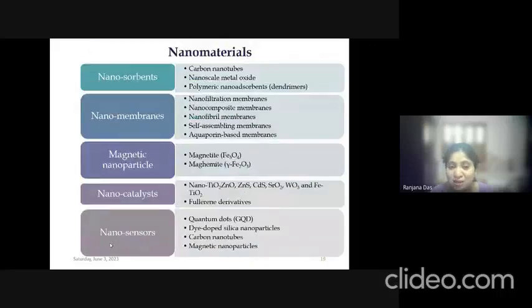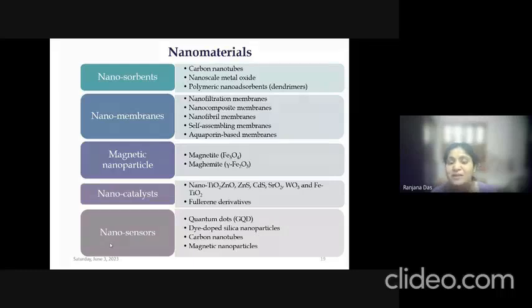Now, based on these applications or the availability of the nanomaterial, the nanomaterial has been classified broadly as nanoabsorbent, nanomembranes, magnetic nanoparticle, nanocatalyst, and nanosensor. So these are the broad-based classification of the nanomaterial. And I just want to give you a brief about the nanomaterials, how they are helping us, how they can help in the water treatment in terms of reuse, recycle, and the preservation. So first one is the nanosorbent or nanoabsorbent.